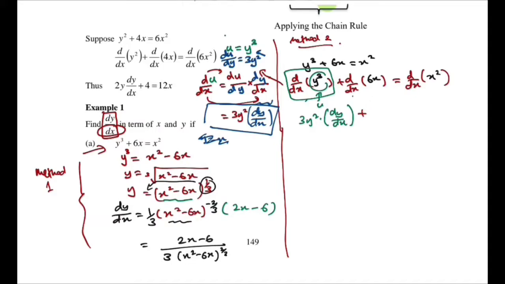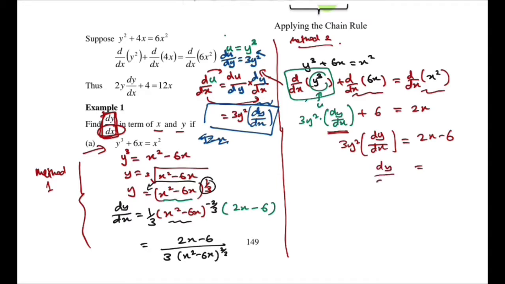Next, just differentiate the other terms. This is 6x with respect to x. So we can just differentiate 6x as usual. Differentiate it, you get 6. Differentiate x squared, you will get 2x. The question wants you to find dy over dx in terms of x and y. So this is our dy over dx. We have to leave it as the subject on the left side. So start by taking everything else to the right side, and then just divide by the 3y squared term on the right side.